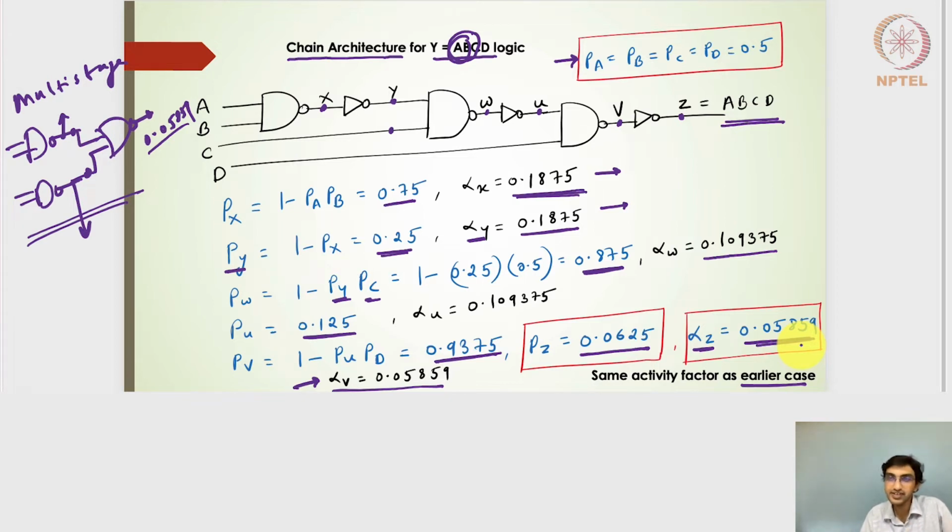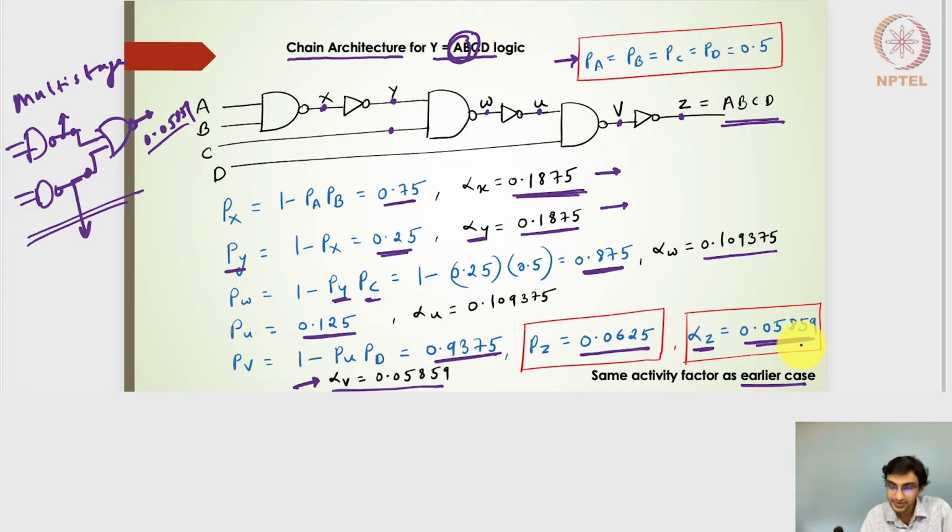And the reason is very simple, because these activity factors are evaluated from the logical functionalities of the gates. The logical functionalities of both the architectures being the same, we should be able to evaluate the activity factors also to be the same. So we will get the same activity factor.